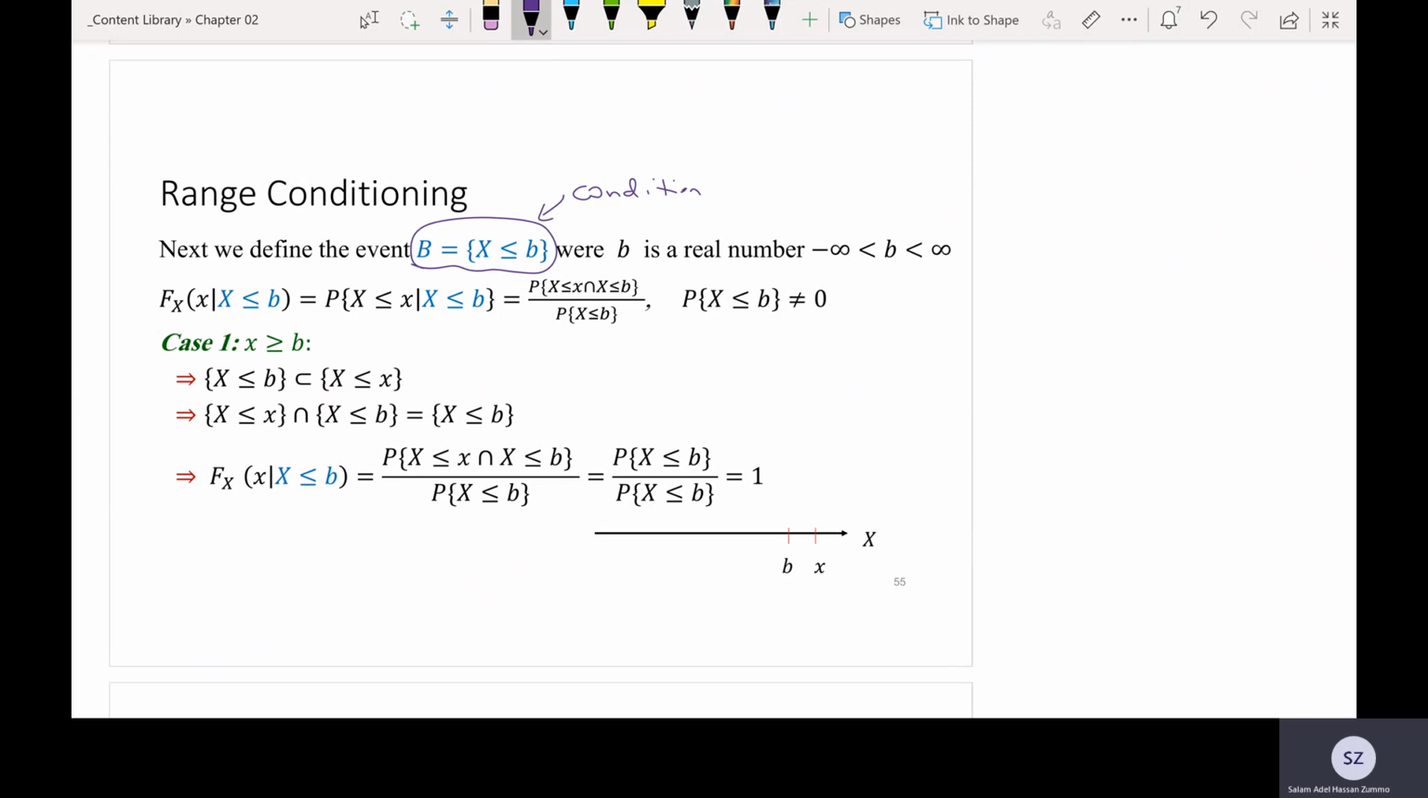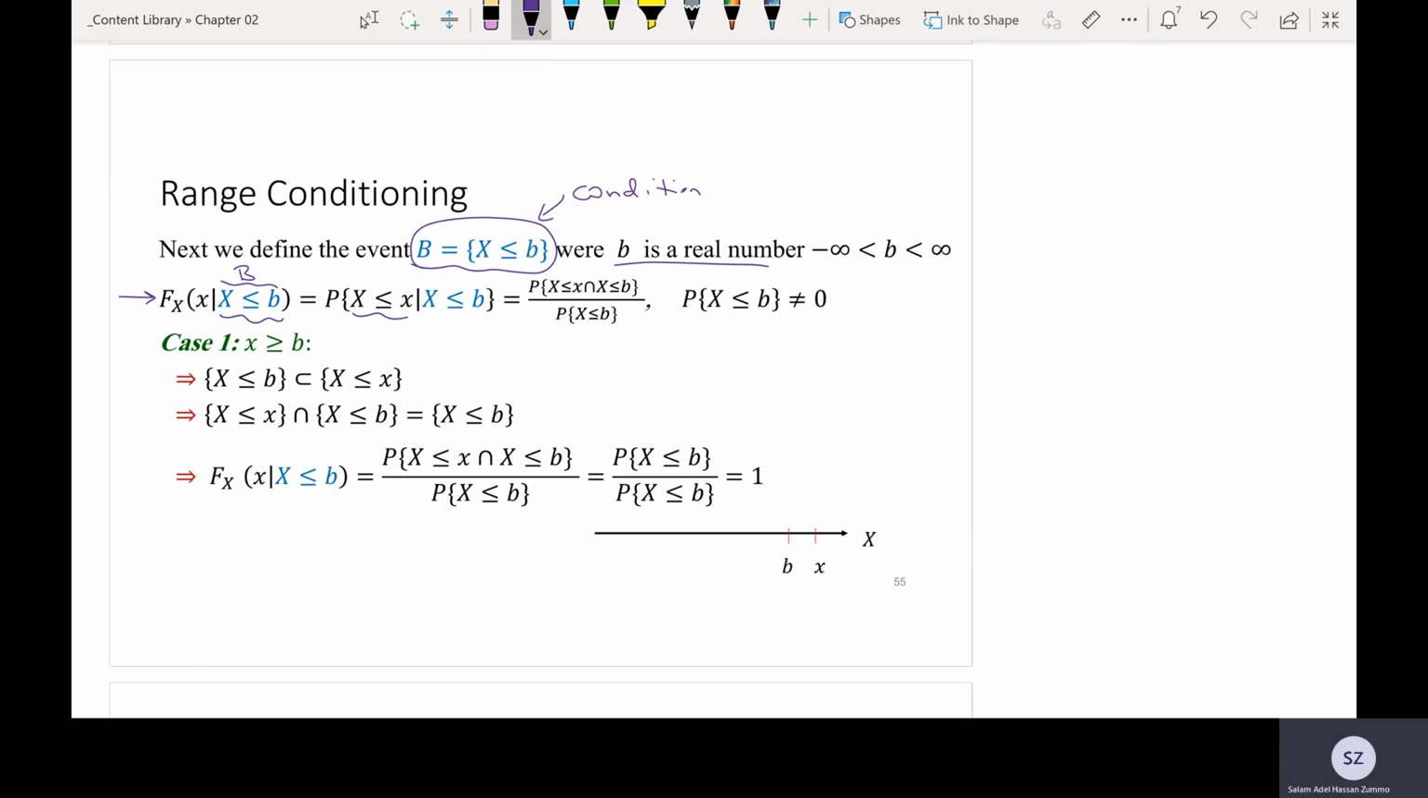The condition here is a range: x is below a certain number B, where B is any real number. Then in this case, I can ask myself, what is the CDF of x given B? It will be the probability of x less than B, so the CDF of x given x less than B, which by definition is the probability that x, when I say F_X(x), means the probability of X less than a number x, given X is less than or equal to B.